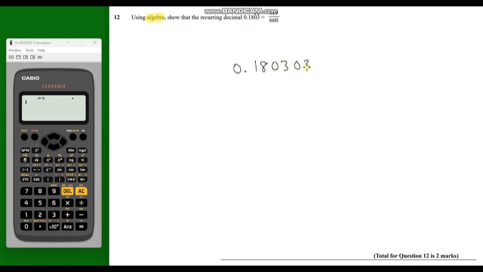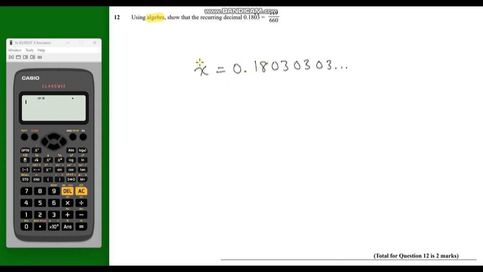So it's going to be 0.18030303... So what I'm going to do is set that equal to x. Now, because we've got 2 digits that recur, I'm going to multiply it by 100. So if there was only one digit that recurs, I would have multiplied by 10. 2 digits, I'd multiply by 100, and if there were 3 digits, I'd multiply by 1,000. So I'm going to multiply both sides by 100, and you'll see why in a moment.